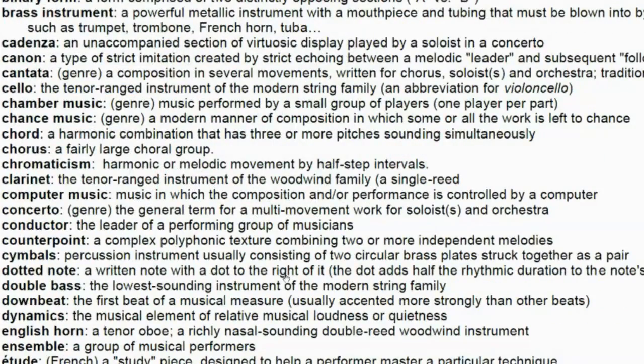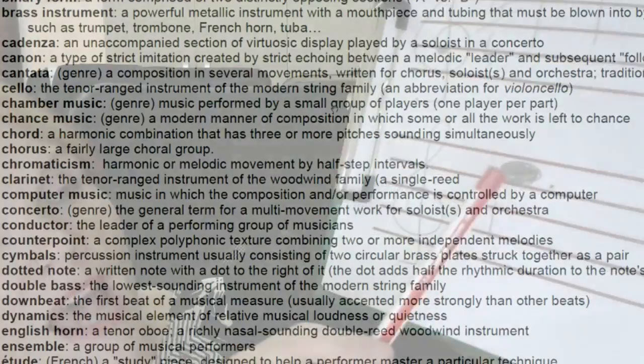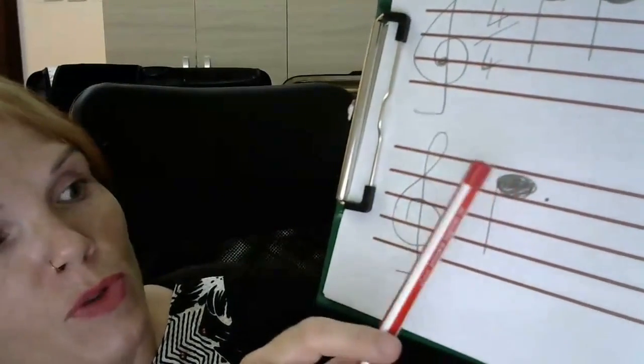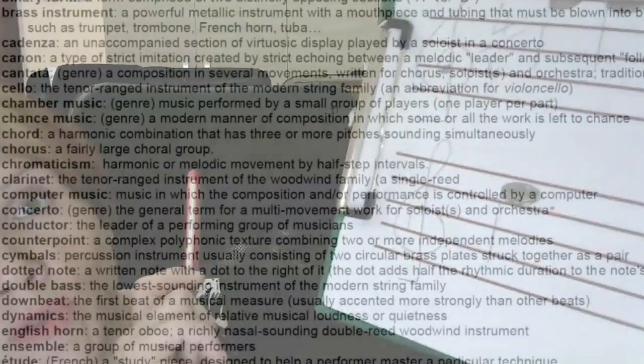The cymbals are a percussion instrument usually consisting of 2 circular brass plates struck together as a pair. Dotted note, a written note with a dot to the right of it. The dot adds half the rhythmic duration to the note's original value. And the dot makes the length of the note longer by half of its value. So I have one count and this dot means it's a half count. So it's like a 1.5 count note.